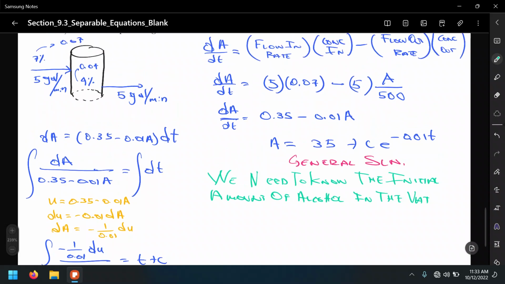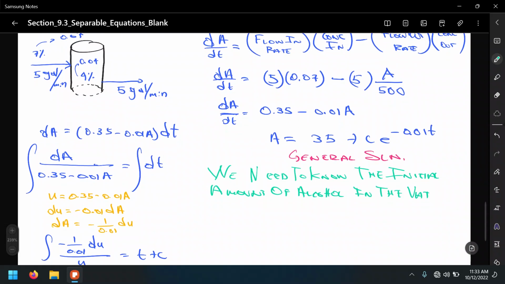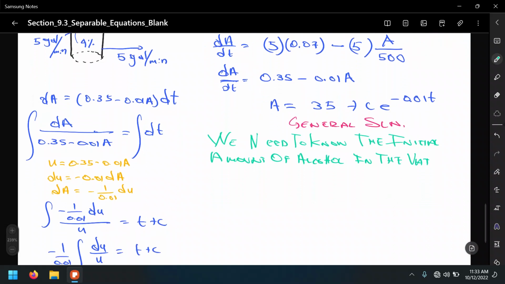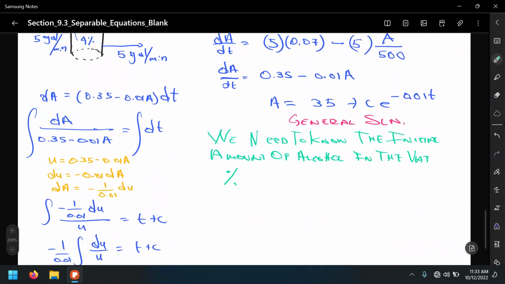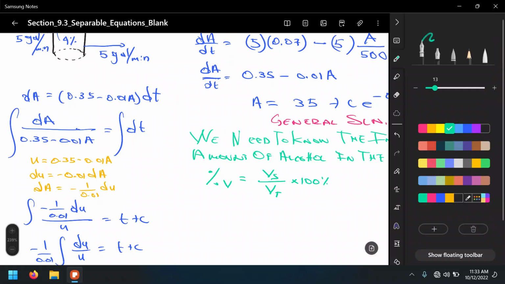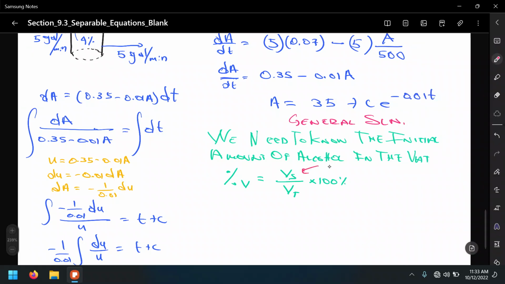So, question? We have 500 gallons in the vat, 4% alcohol. So why isn't it just 4% and 500? That's what we're going to do, but we need to express that into the corresponding system of units. So, for example, we know from chemistry that the percent volume is the volume of the solute divided by the total volume, and multiply that by 100%, right? Again, let me label this. So that's the volume of the solute, and that's the total volume.